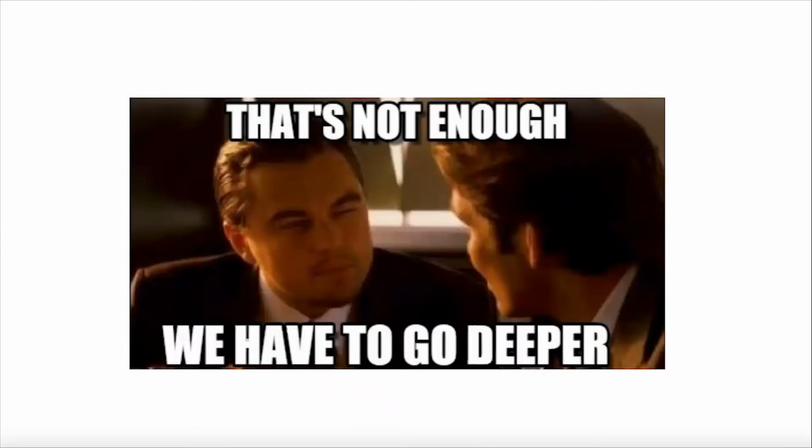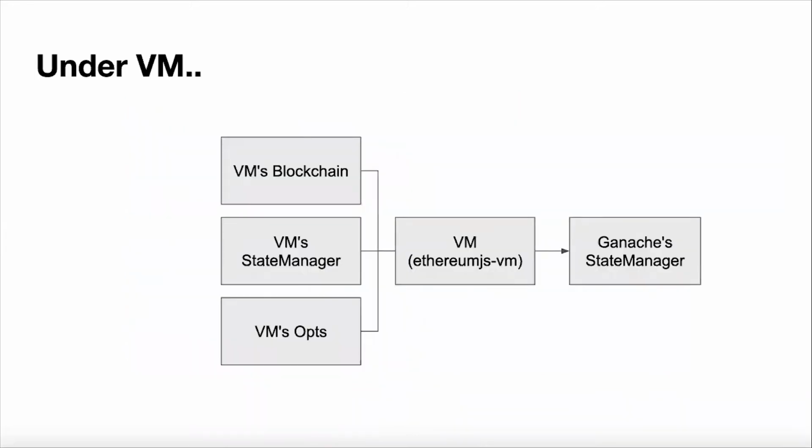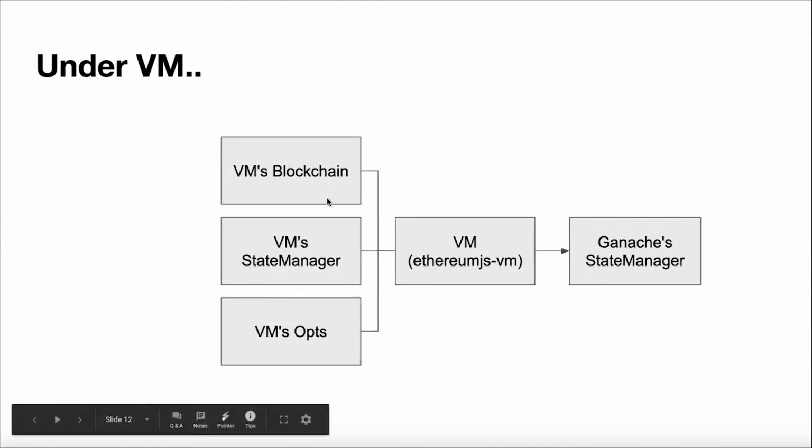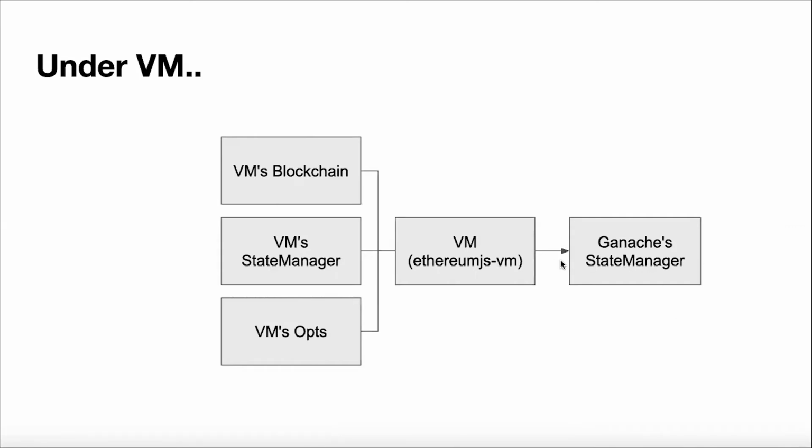I then took a look into the Ethereum JS-VM, which consists of these three things: VM's blockchain, VM's state manager, VM's OPs. The reason I put VM's here is that there's actually a state manager in Ganache, and it confused me for quite a while. But it turns out the VM state manager is the one that we want to look into.